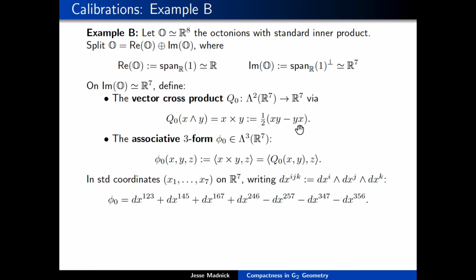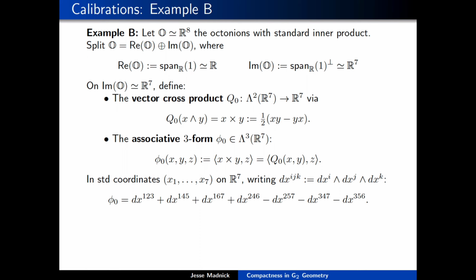Okay, now this vector cross product can be recast as a 3-form, essentially just by lowering an index and using the metric. So that's this right here. The associative 3-form is defined by the inner product of x cross y with z, or in the Q notation, it's Q0 of (x, y) comma z, inner product. Okay, so this is basically equivalent to the vector cross product using the metric.